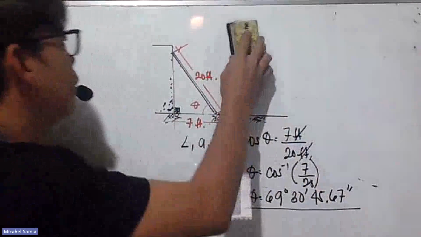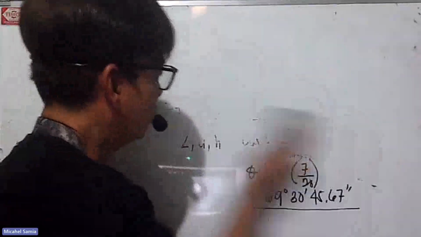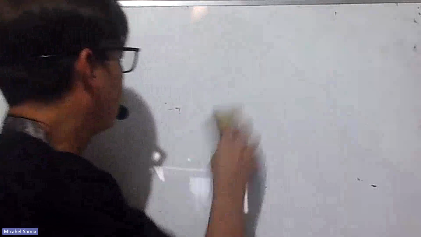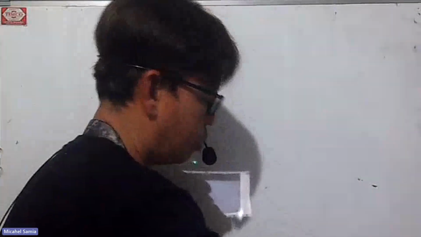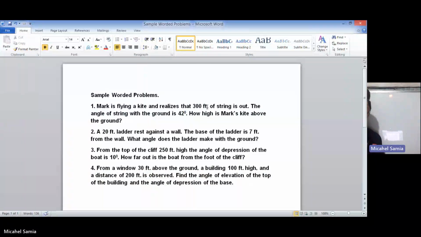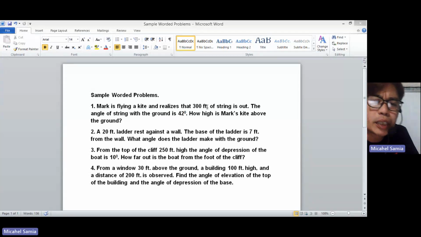Okay, so next, let's go to problem number 3. Now, this one, I wasn't able to give this on our page, so try to understand it. Okay, number 3. From the top of a cliff, 250 feet high, the angle of depression of a boat is 10 degrees. How far out is the boat from the foot of the hill?